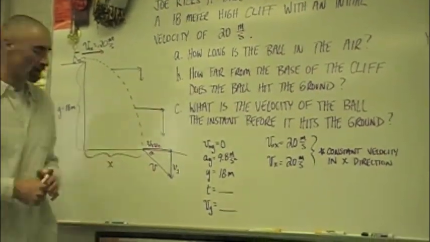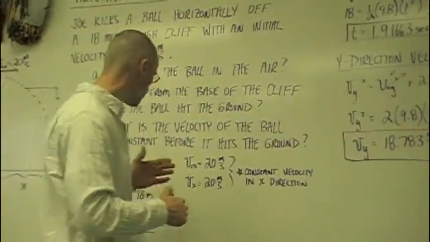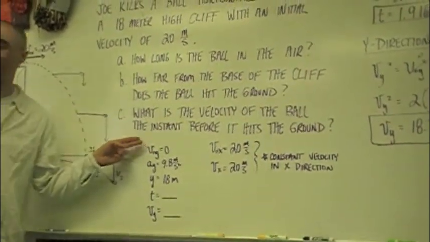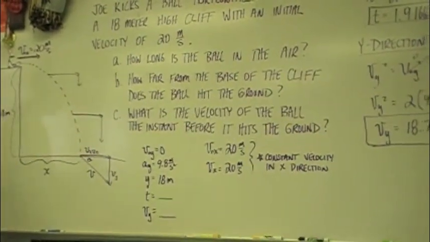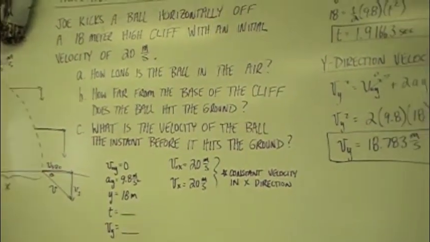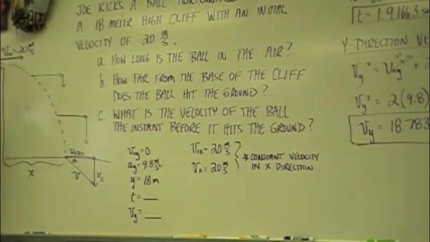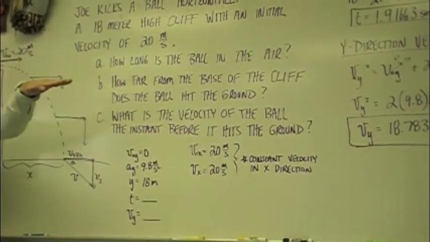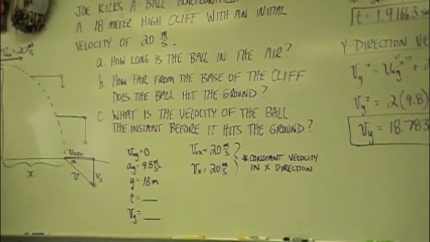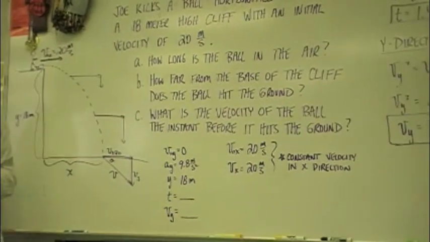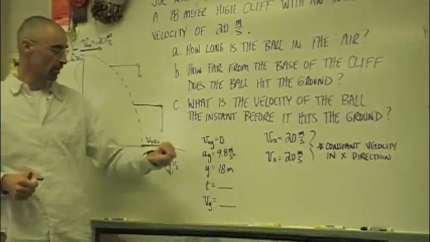Okay? So if we come over here, guys, in the Y direction, we know that V naught Y is 0. This is pretty big. If there's anything that kids mess up on tests, it's getting confused. This is V naught X. In the Y direction, he's kicking it horizontally, so V naught Y is 0. Does everybody see that? That's pretty important. Okay? So V naught Y is 0.